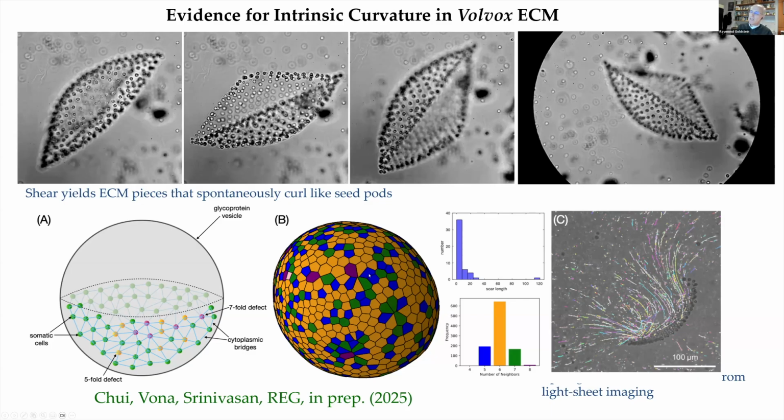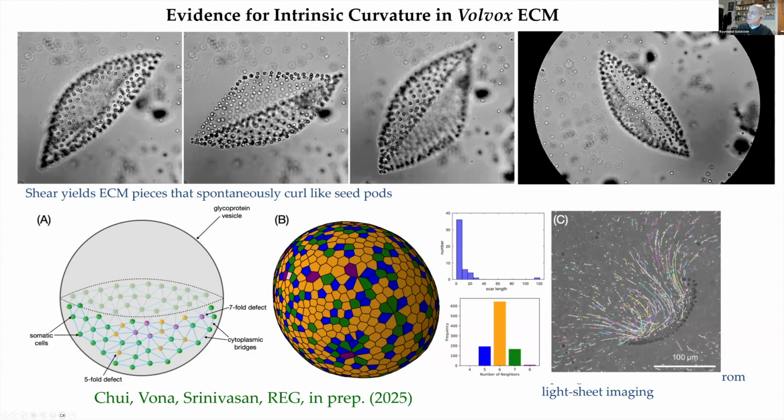And if this idea about these topological defects is valid as one possible explanation of what's going on here, then we ought to see bistability, at least sometimes, in the Volvox extracellular matrix. And here's a very striking image showing the streak lines of tracer particles around one of these pieces.